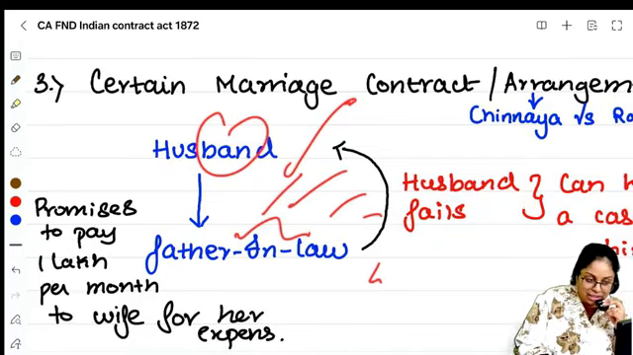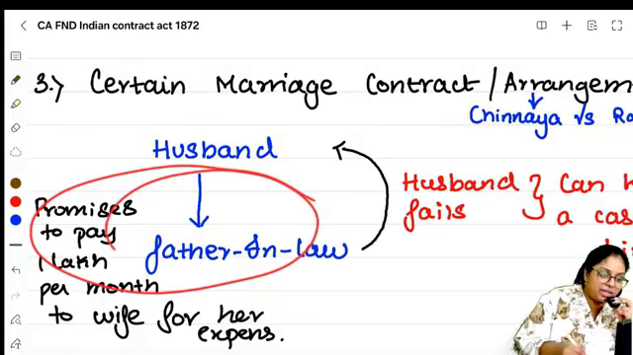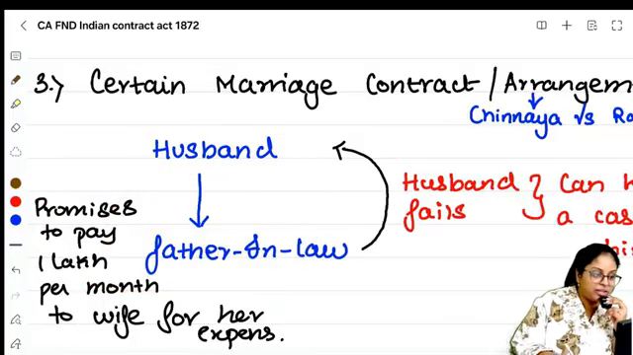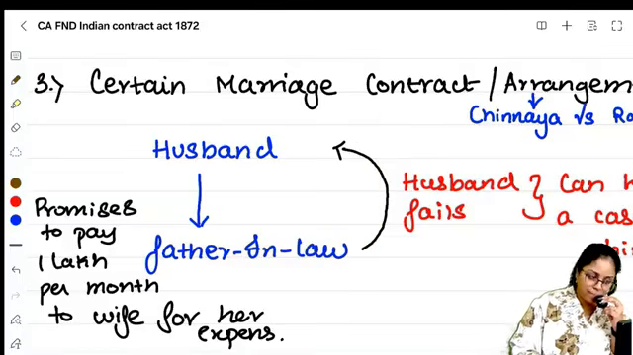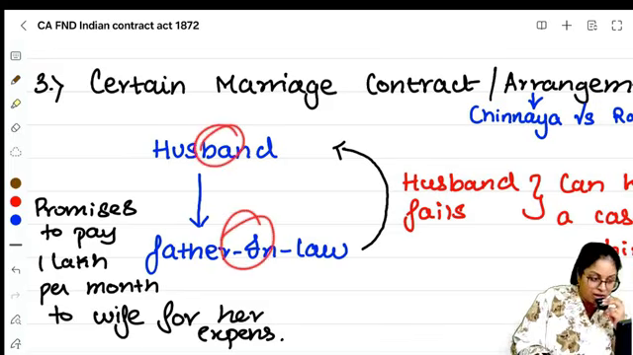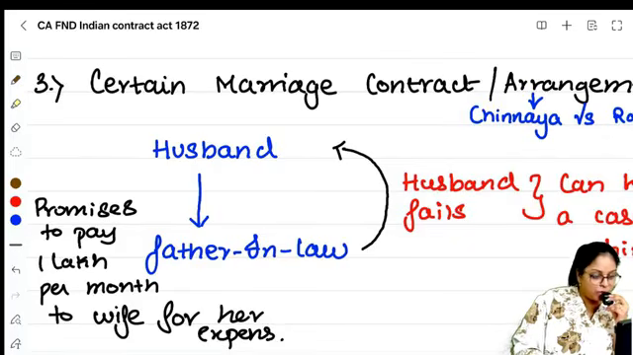The husband paid that 1 lakh rupees maintenance for a few months. Later, when the girl's father died, the husband stopped giving. Can the girl sue the husband? Yes. The contract happened between whom? The contract happened between the husband and the father-in-law. But can the girl sue? Yes, because here also indirectly the girl is the beneficiary.